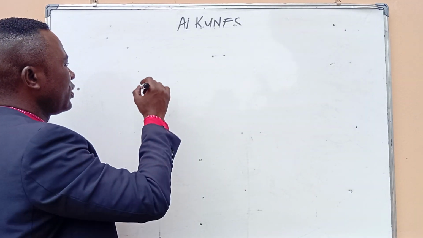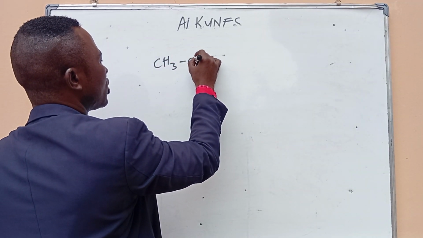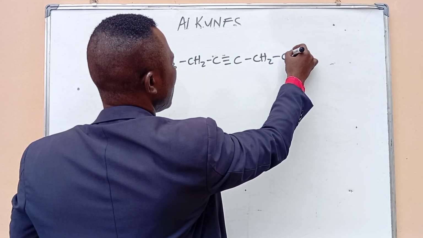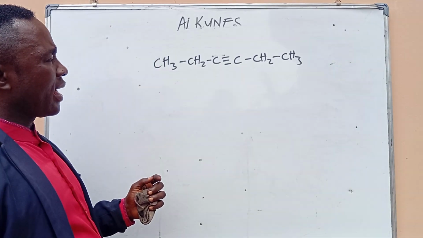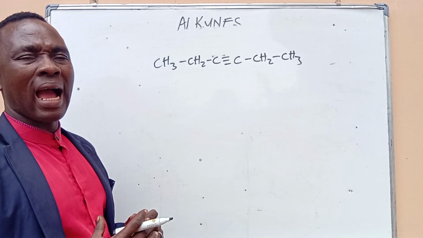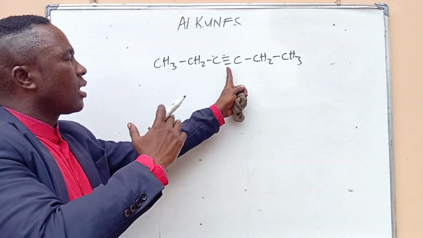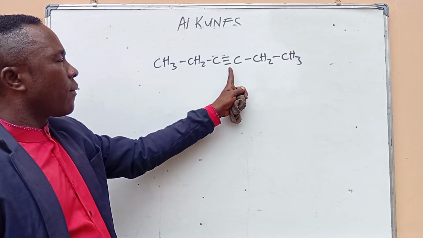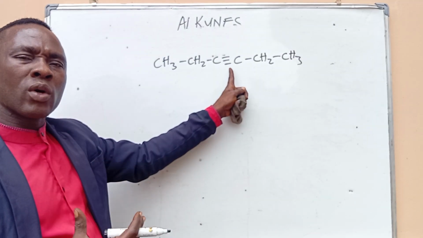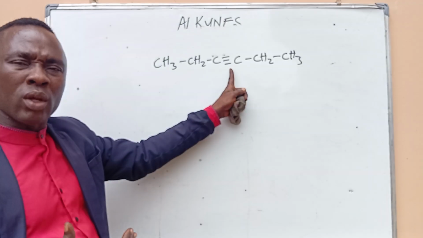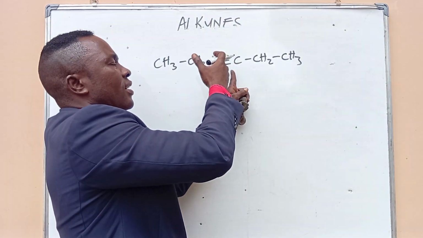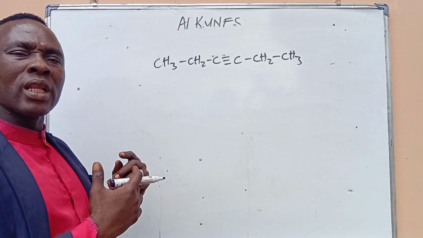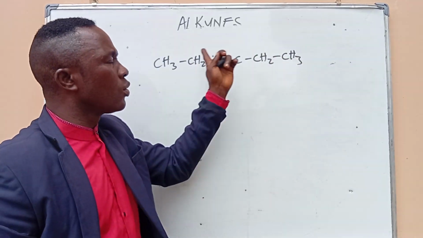Let me say we have CH3, CH2, C triple bond C, then you have CH2 and CH3. This is a symmetrical alkyne. A symmetrical alkyne is an alkyne in which the triple bond has an equal number of carbon atoms from either side. We must number in such a way that the triple bond will have the least number. Coming from here, it is 3. Coming from here, it is also 3. So, where do we number from? We can number from anywhere.